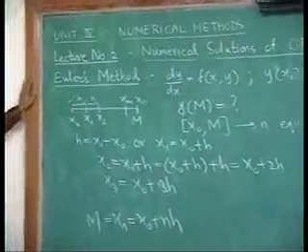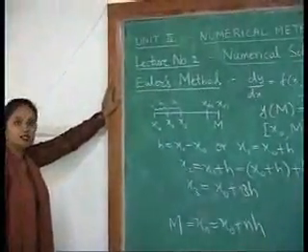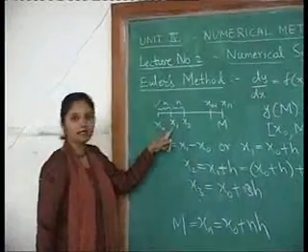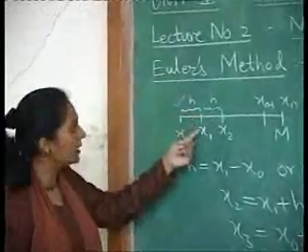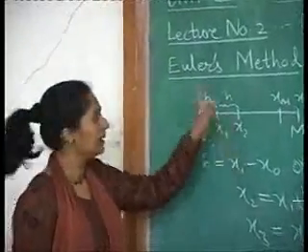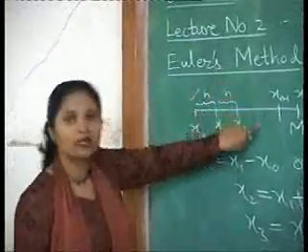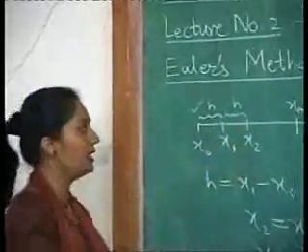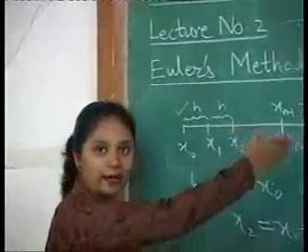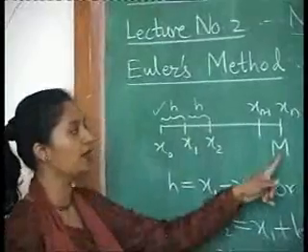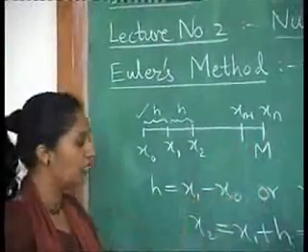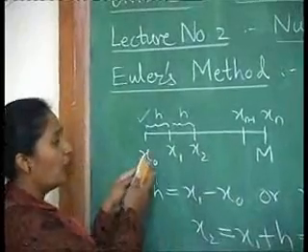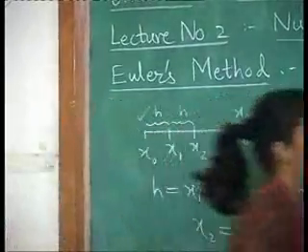Now in Euler's method, we will first find the value of y at x1. Then using this value, we will find the value at x2. Then using this value, we will find the value at x3. So like this, in n steps, we will finally get the value of the function at the required point. So let us see how to go from one point to the next point.